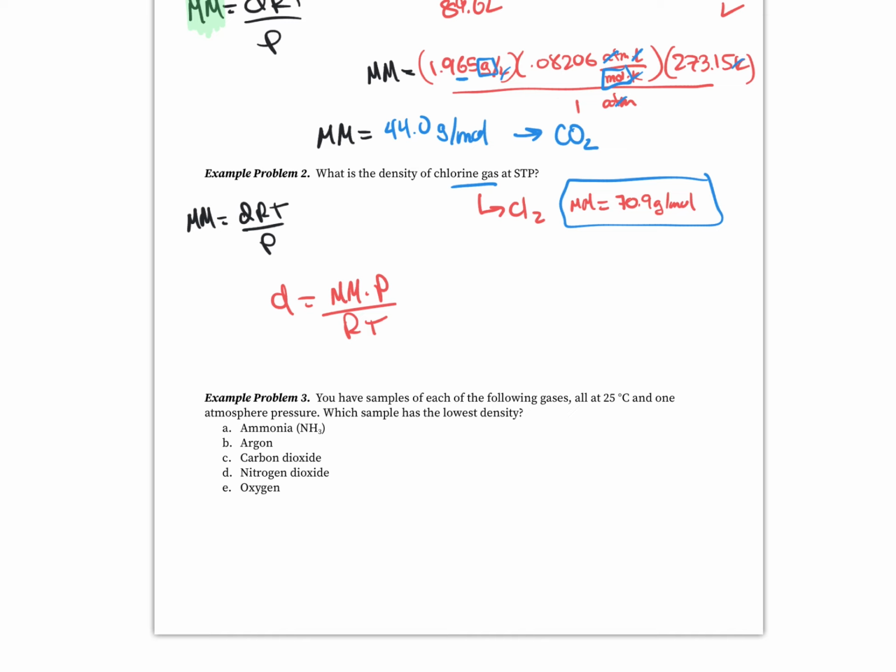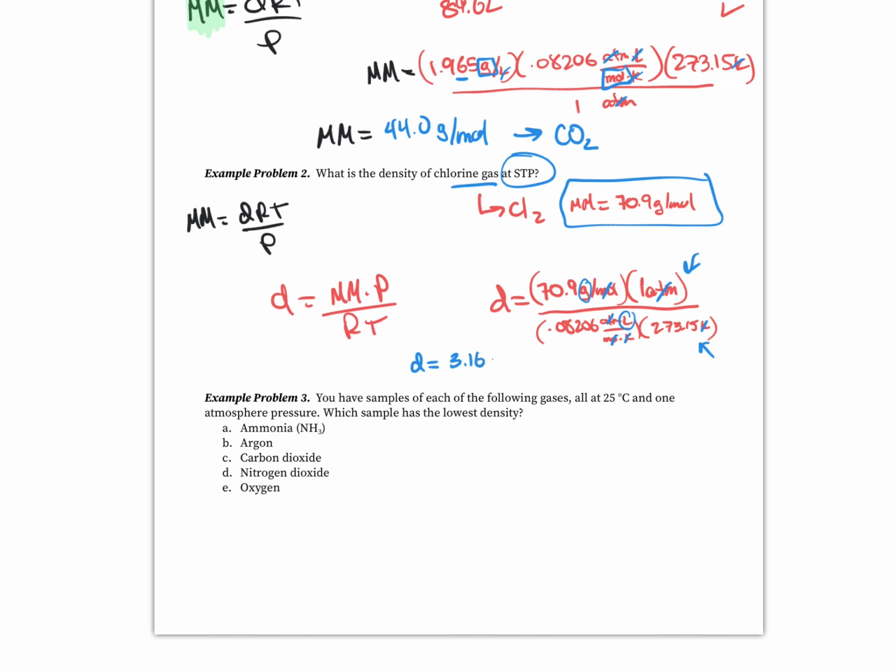We then input our values into our equation, and since we're at STP, our pressure is 1 atmosphere and our temperature is 273.15 Kelvin. If I look at my units, my Kelvin unit cancels out, my mole unit cancels out, my atmosphere unit cancels out, and I'm in the unit of grams per liter, which is a density. I solve and find that the density of chlorine gas at STP will be 3.16 grams per liter.